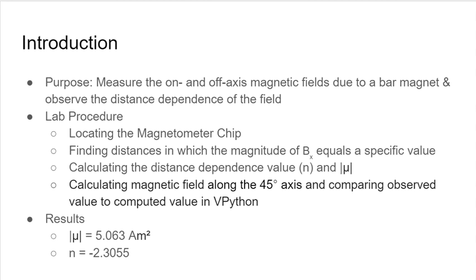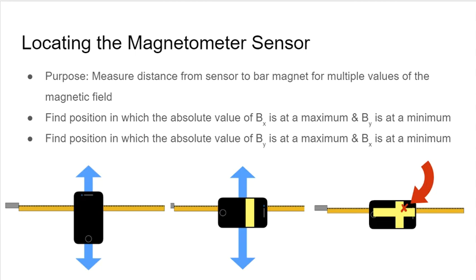N was negative 2.3055. So first we located the magnetometer sensor so that we could then measure the distance from the sensor to the bar magnet for multiple values of the magnetic field. So we found the position in which the absolute value of Bx is at a max and By is at a min. And then we found the position in which the absolute value of By is at a max and Bx is at a min.